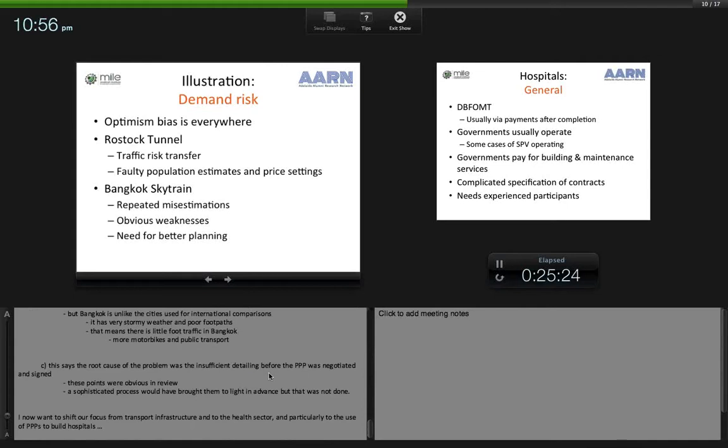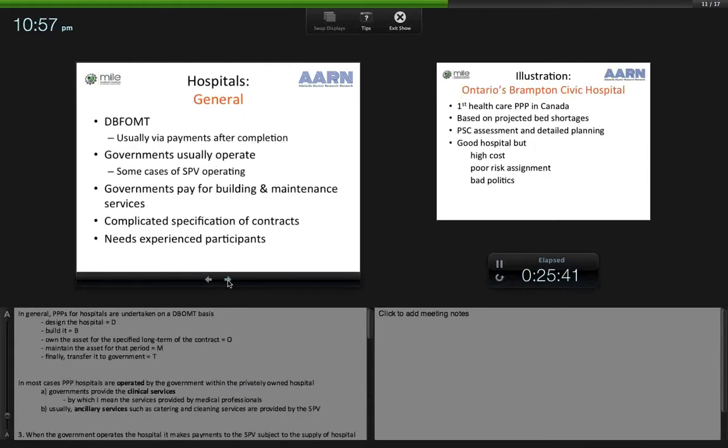Okay, I want to now shift our focus away from transport infrastructure and to the very important area of PPPs in the health sector, and particularly to the use of PPPs to build hospitals. Now, in general, PPPs for hospitals are undertaken on a DBOMT basis. In other words, design the hospital, build it, own it for the specified long term of the contract, and maintain the hospital for that period, and finally transfer it to government.